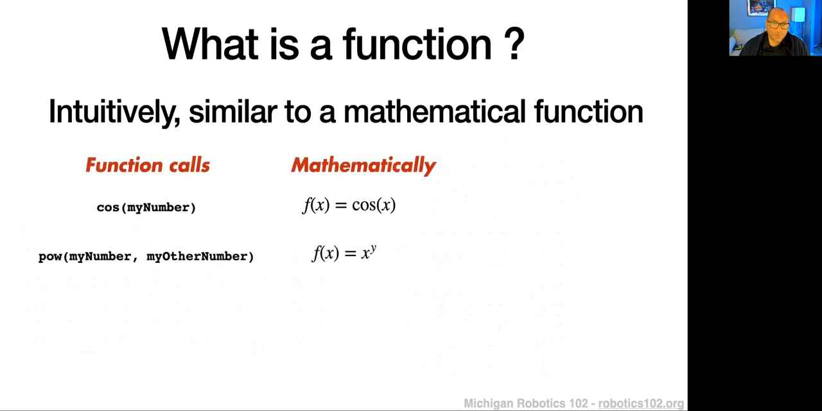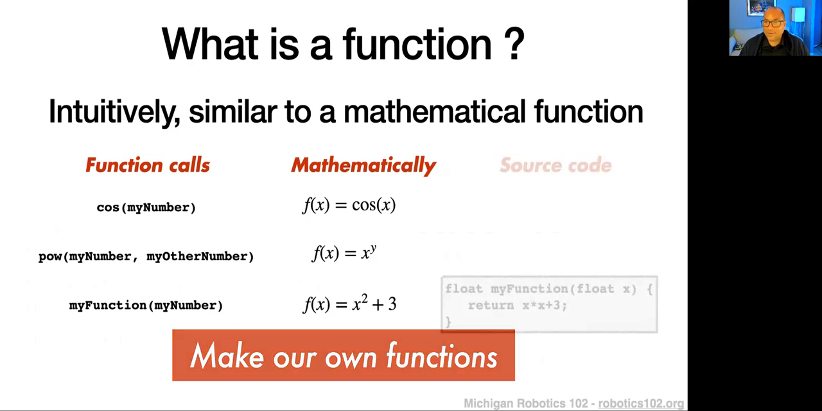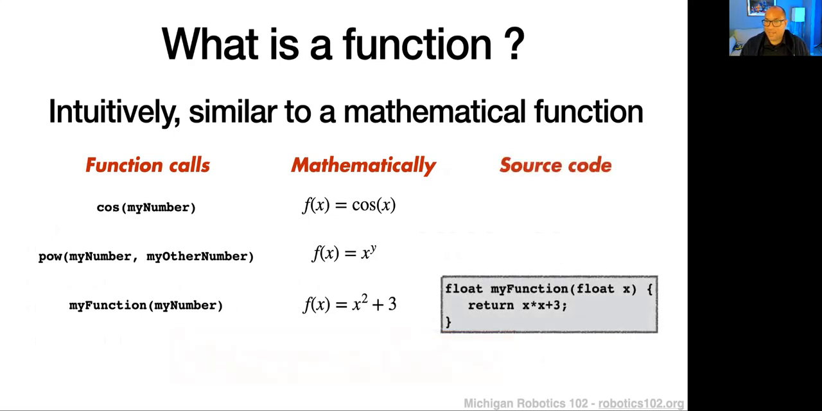And so these function calls can be thought of as mathematical functions. We can make our own functions, so we're not restricted to whatever's in the cmath library. So I've created my function, and for some reason I wanted x squared plus 3. I can make my own function, and in terms of source code, it would look something like this, where I would take an input, which would be x. I'm going to then multiply x by itself, add 3 to it, and that's going to return my value.